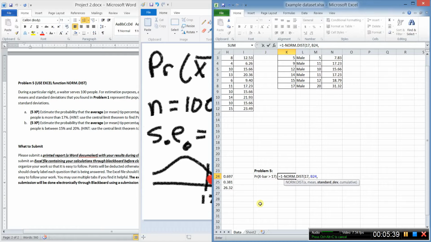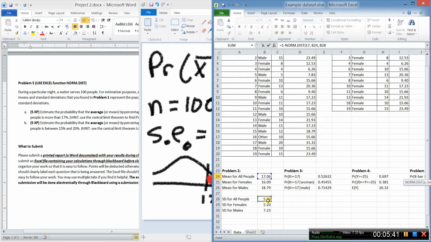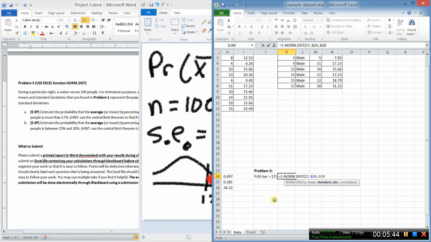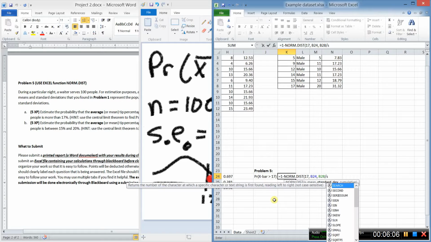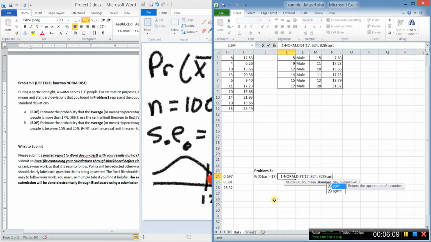The standard deviation is going to be the standard deviation for all the people. But then, since this is for the sample mean, this isn't for the data, right? We're not trying to find the probability that people tip more than 17%. No, what we're trying to find is the probability that, on average, the 100 people are tipping more than 17%. So we have to divide that by the square root of n, SQRT. That's the square root function. And we write square root of 100, not square root of 10.